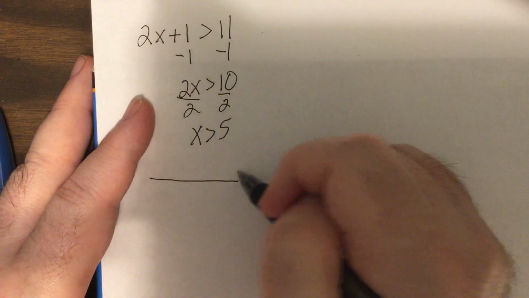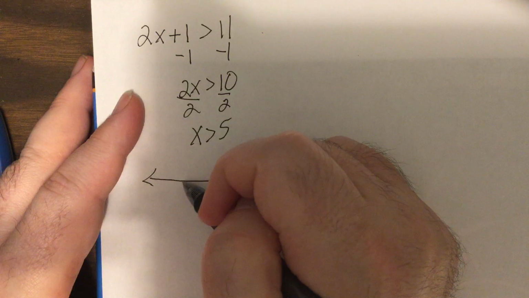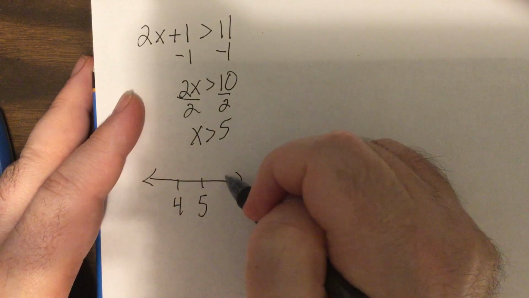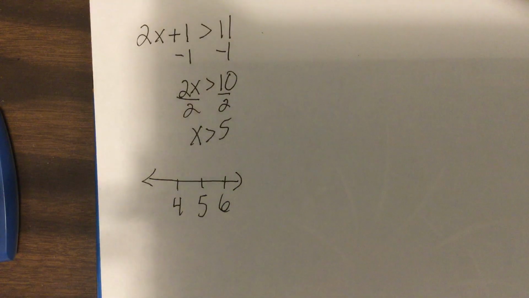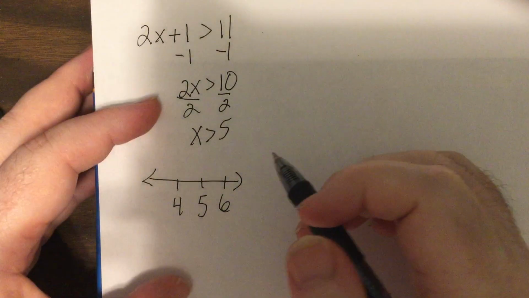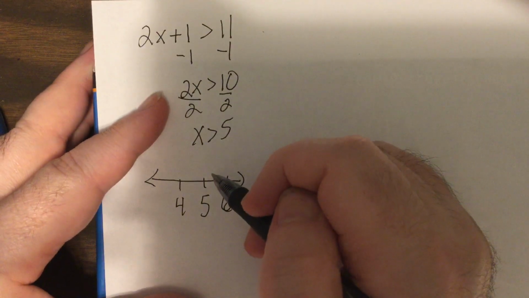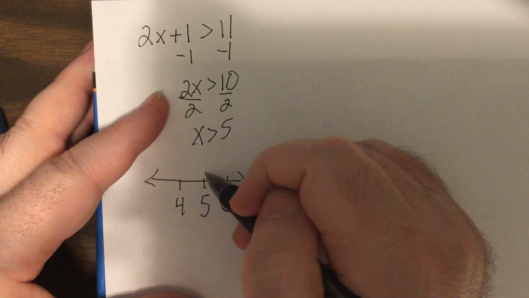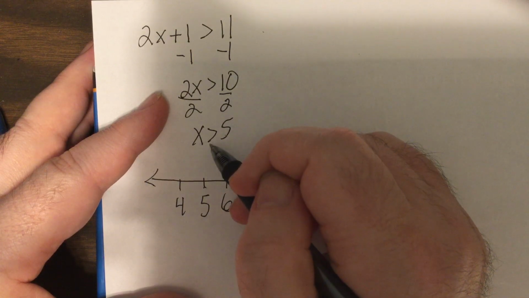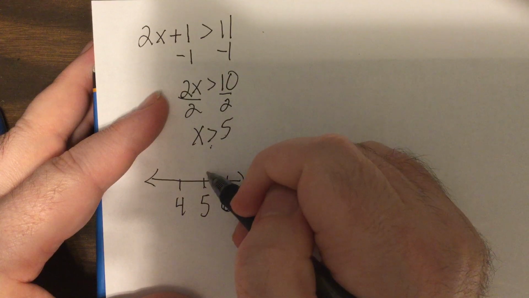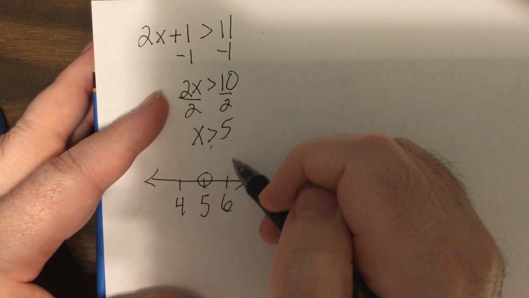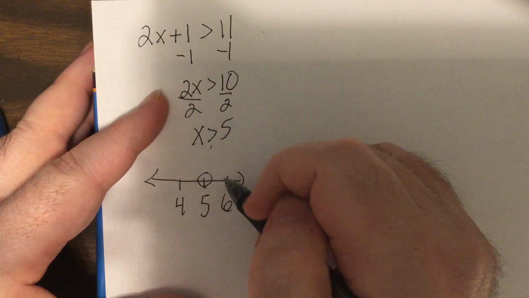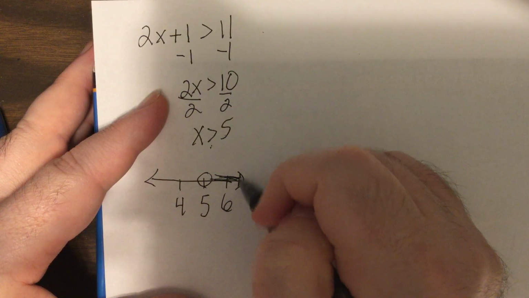Now, with inequality, since you're talking about infinity, they like for you to actually graph it. Now, here's how you graph an inequality. You put a dot around the number on the number line. So it's 5. Now, there's no equal, so it's an open dot. Then you shade the numbers that cause it to be true. In this case, 6 is bigger than 5, so I'd shade this way.